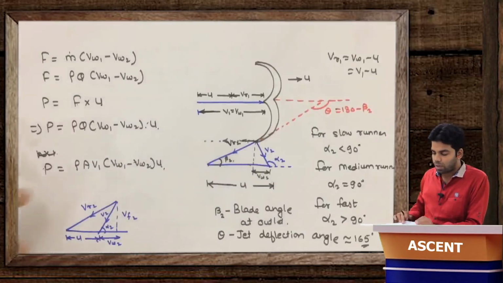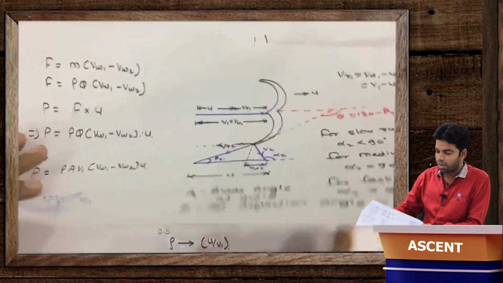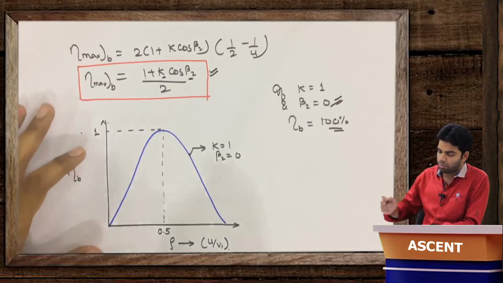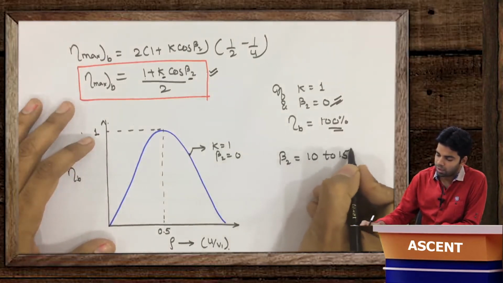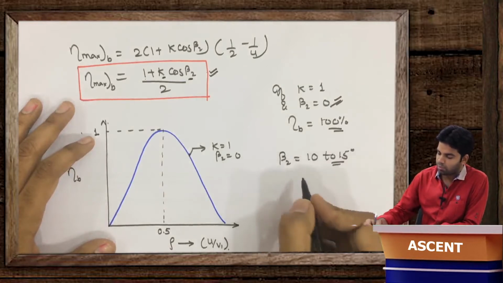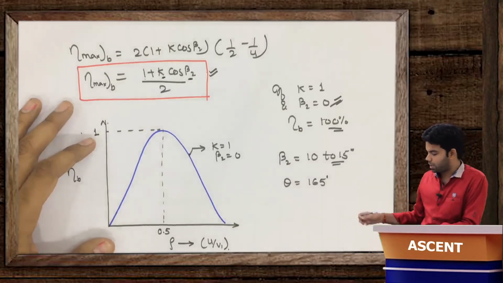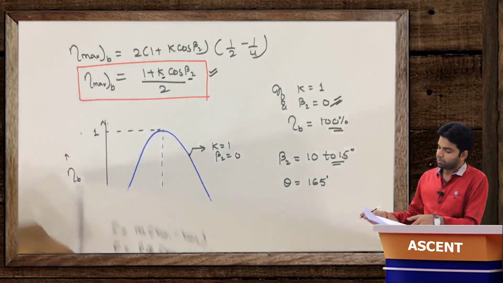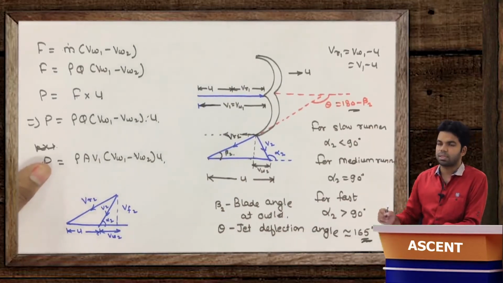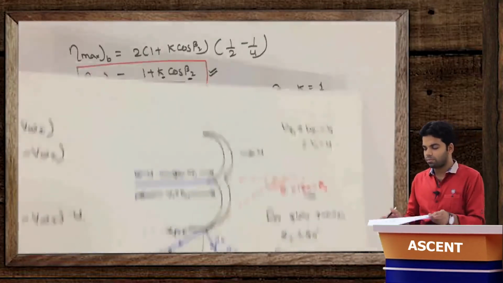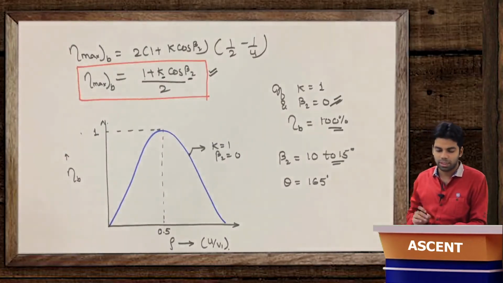So at least it should have some value. Obviously the smaller the better, but it should have some value, and that optimum value of beta 2 should be 10 degree to 15 degree. And according to this, if beta 2 is 15 degree, then this theta should be equal to 165 degree, as I told you in this figure. So this is the reason why theta is approximately equal to 165 degree.